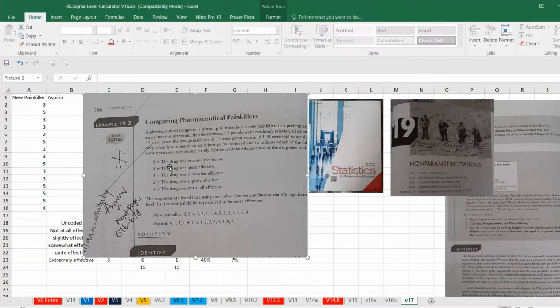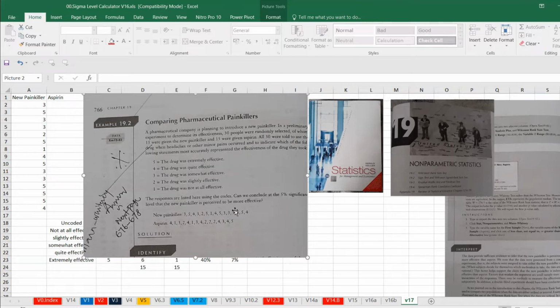They gave 5, which means the drug was extremely effective; 4, the medicine was quite effective; 3, somewhat effective; 2, slightly effective; 1, not at all effective. For example, with 3, you can relate it to somewhat effective. Another person has said 5, which means it is extremely effective, and so on.